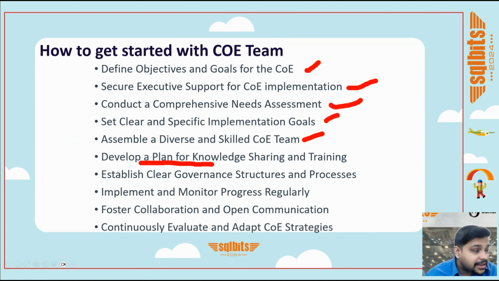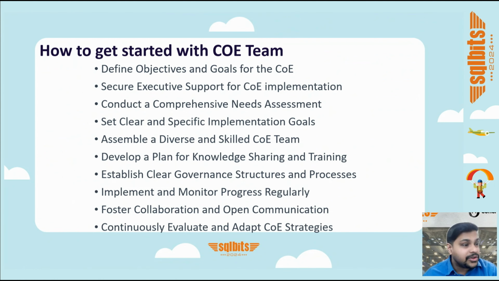Then develop a plan for knowledge sharing and training. Even if your team has undergone some training, make sure you have a centralized place where they can share. Establish clear governance standards. This is key, because technology mostly fails when you don't have proper governance. You have to set up proper governance for sure. Implement and monitor progress very carefully, and then foster collaboration and communication throughout your organization. These are the points that tell you how you can start your COE team.